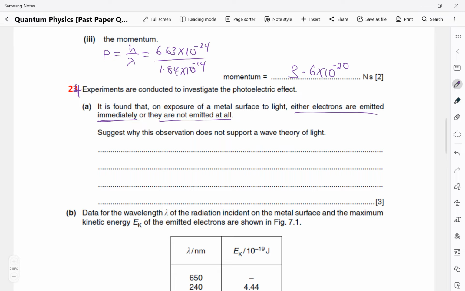For it would suggest that even if the photons have less energy, if we were to shine them onto the metal surface for a long period of time, maybe an electron would accumulate enough energy from different photons continuously, and then with time, when the energy is enough, it should be emitted, or an electron should be ejected. Unfortunately, this does not happen.